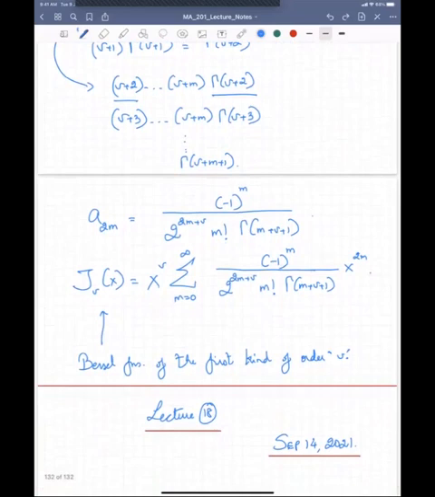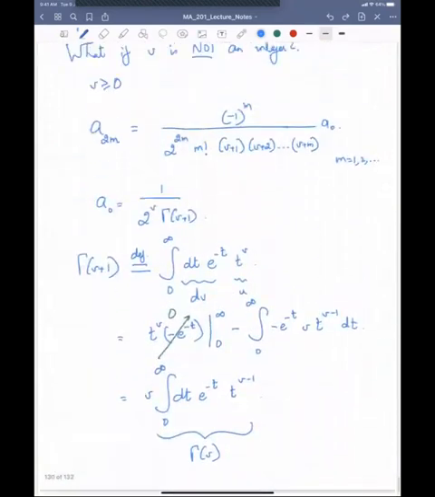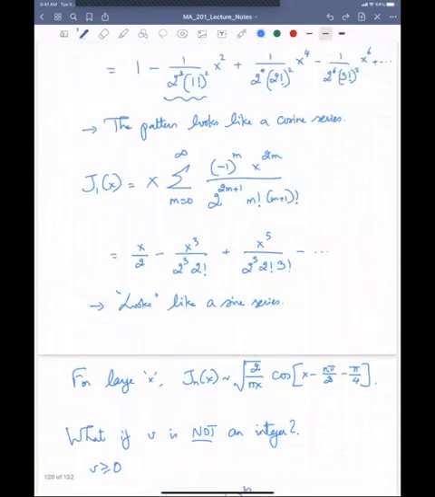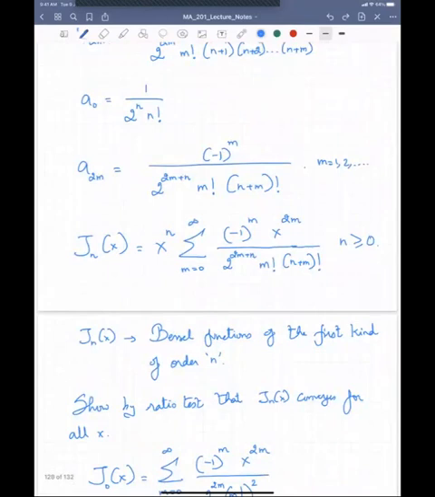And a_m turned out to have this compact form: (minus 1) to the m, over 2 to the (2m plus nu), m factorial times the gamma function of (m plus nu plus 1). If you specialize to the case of an integer nu, you get back the exact same form that we derived here. Where was that? Right here. I leave that as a check for you to do. It's very straightforward.